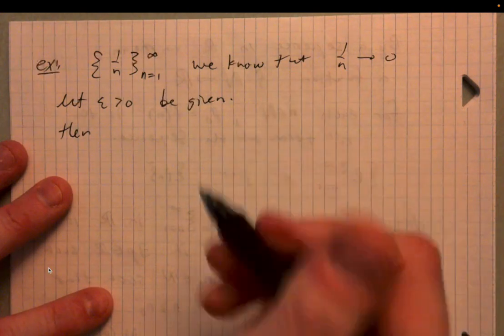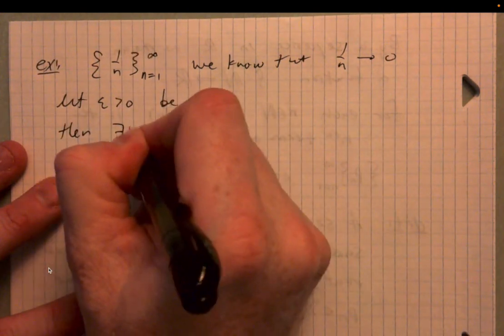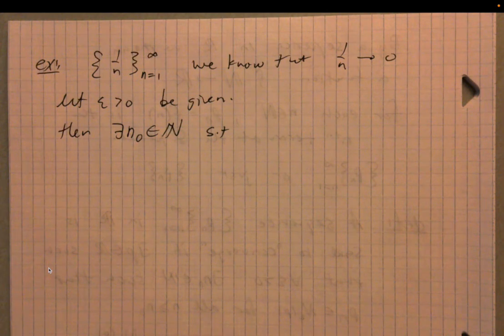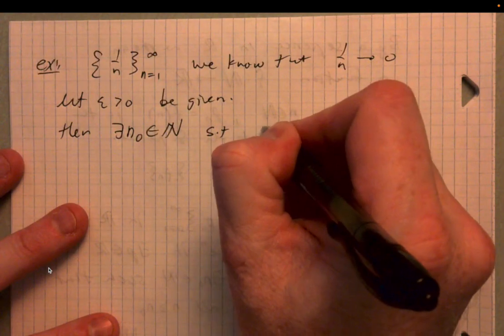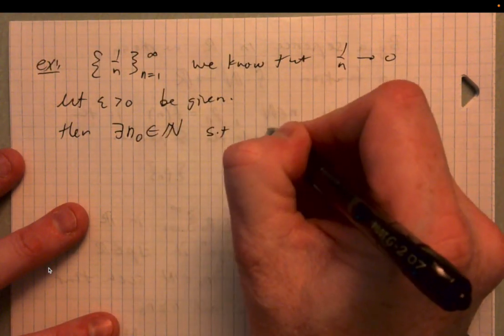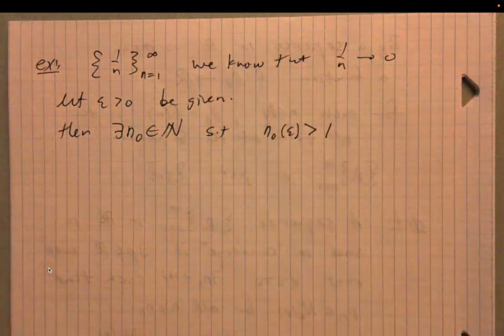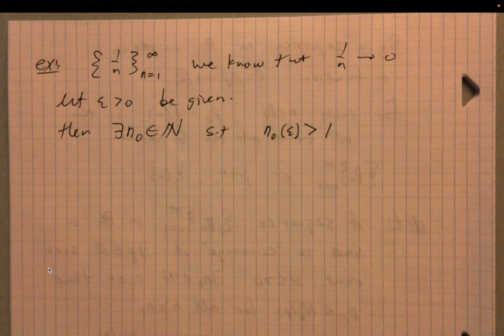Then, since we want to show this converges, we need some natural number n naught such that all of the terms of the sequence beyond n naught will fit within an epsilon neighborhood. The way we usually do that is we use the Archimedean property. So we'll say there exists an n naught in the natural numbers such that n naught times epsilon is greater than 1. This is a good place to start for an argument like this.